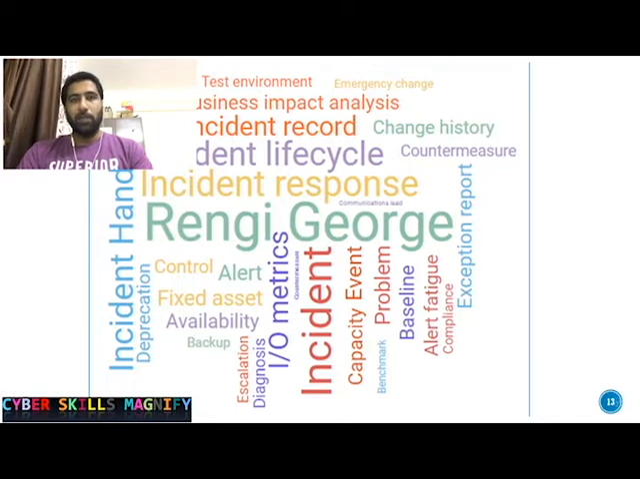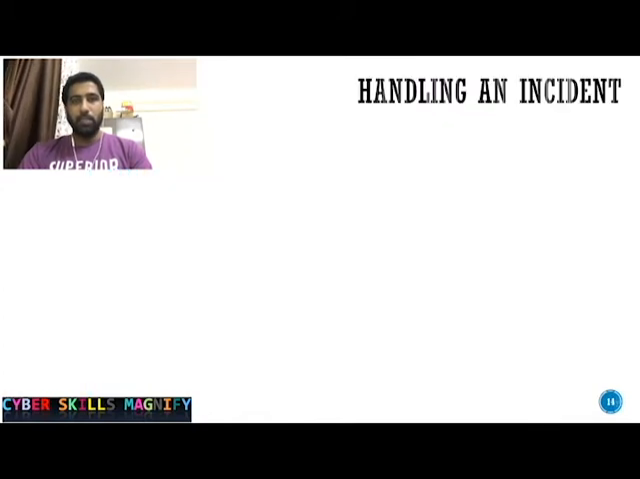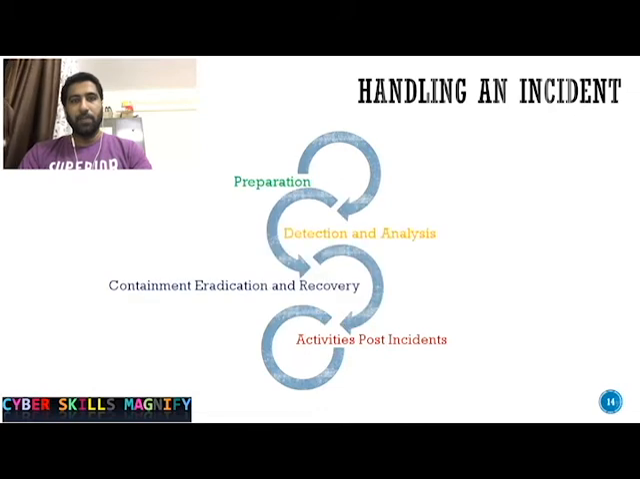In Part 1, we left off after learning about incidents and the incident life cycle, in which we have learnt about incident identification, incident logging, incident categorization and classification, incident prioritization, and incident response. So, how exactly do we handle incidents? This can be done by preparing, detection and analysis, containment, eradication and recovery, and activities post incident.